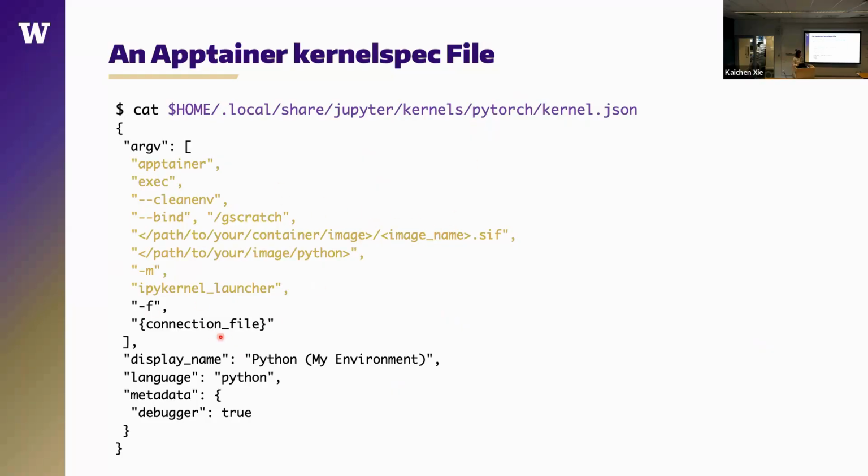So if you want to work with this example, then you will need to change the path and also the name to your container image, and also the path to the Python executable inside the container, and also the display name that you want to call it.